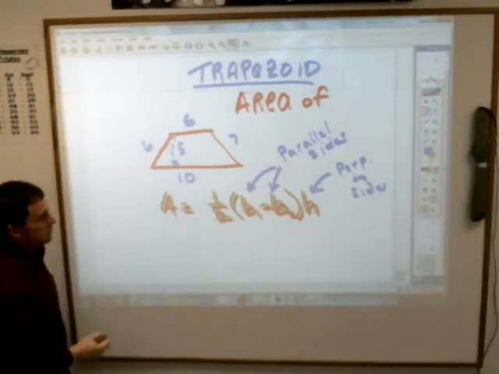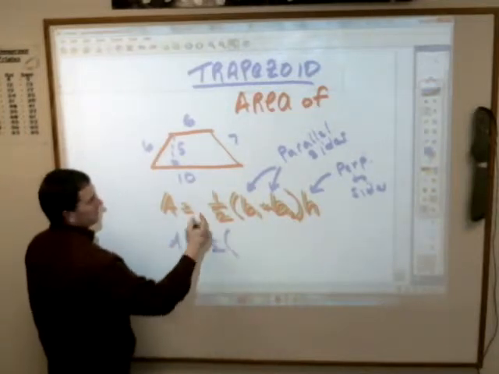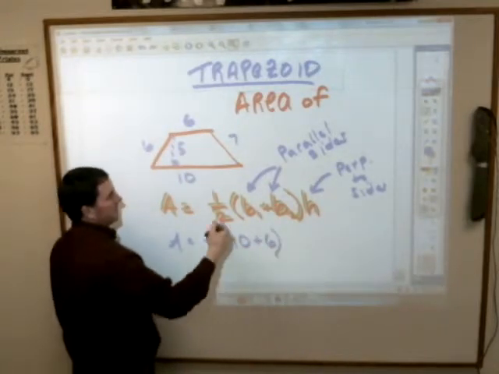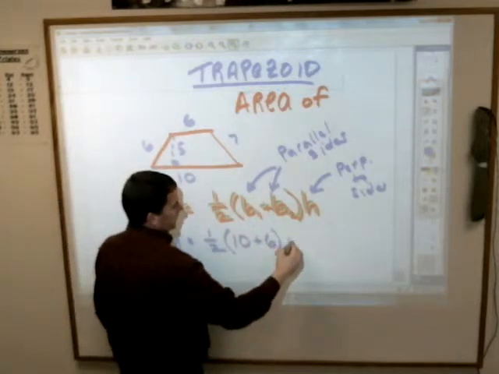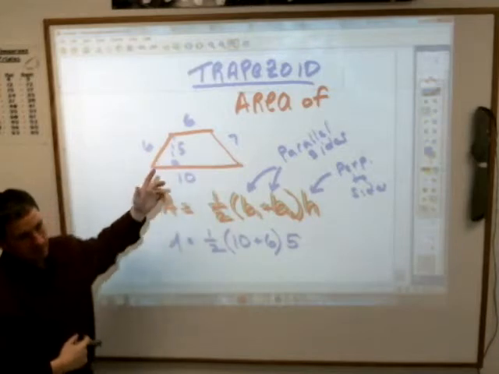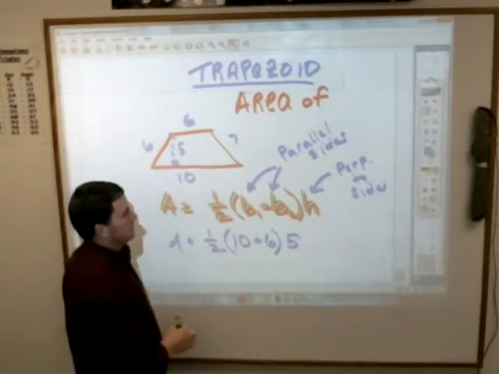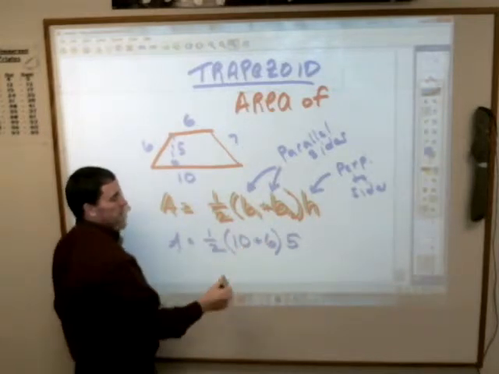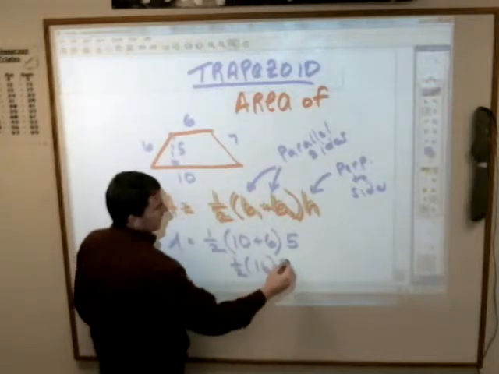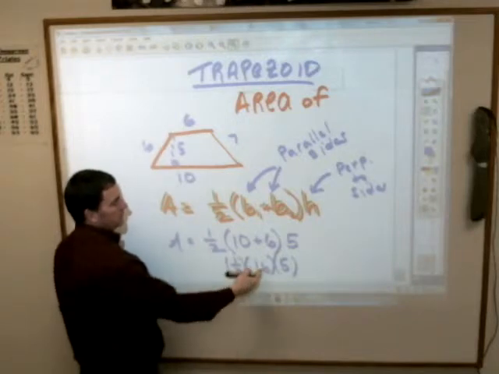As you do this problem, it's going to look like this. Area equals 1/2 base 1 plus base 2, 10 plus 6, times the height, which is this 5. You do not need the 6 and the 7. You need them if you want to find perimeter, but for area you're not going to use them. You have to do the parenthesis first, so it's 1/2 of 16 times 5. It doesn't matter the order you do it. Half of 16 is 8.